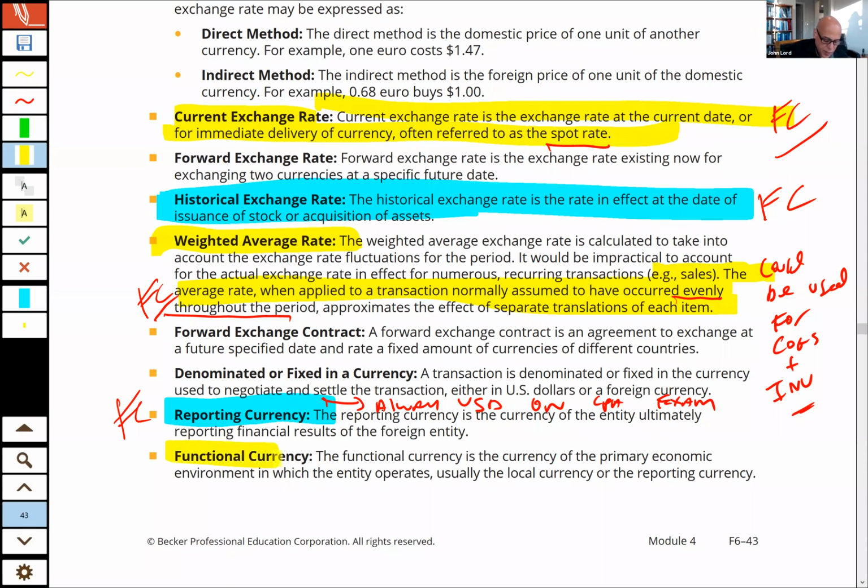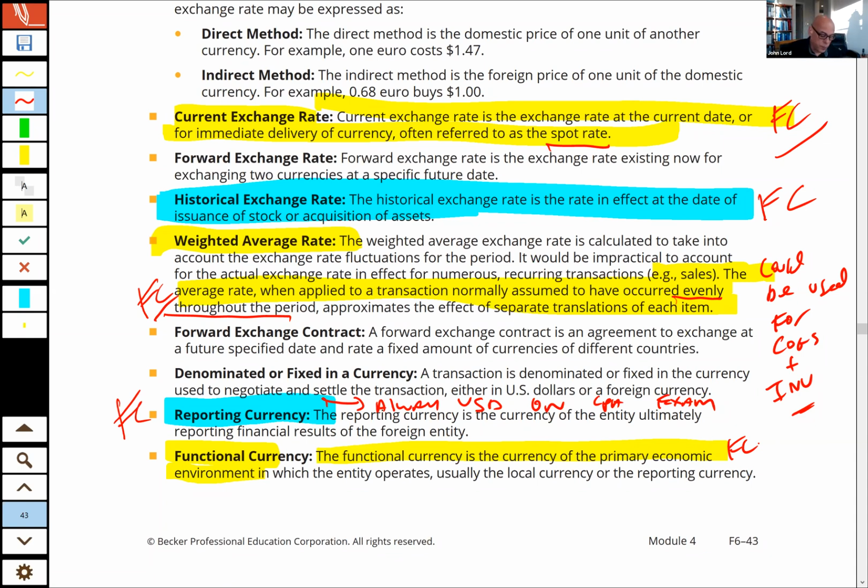Functional currency is basically where the primary economic environment is of the entity, and you can flashcard that. So if we say that an entity does most of its business in London, then the pound is the functional currency. If we say the company does most of its business in the US, then the functional currency is the US dollar. And in that example, there'd be no difference between the functional and the reporting currency because the reporting currency is always the US dollar. Okay? On the CPA exam, anyway.